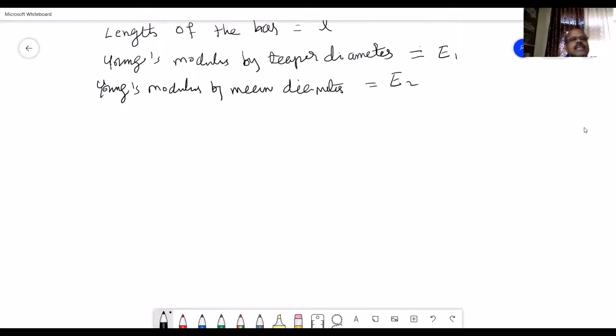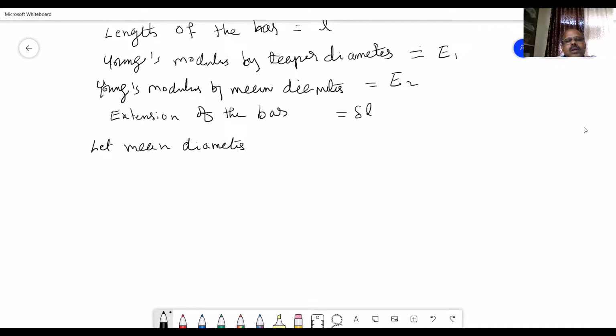So let us consider the extension of the bar. We are writing it as delta L is the extension of the bar. But so what will be the mean diameter? That also we have to consider. Let us consider mean diameter is equal to D such that D is equal to D1 plus D2 by 2.